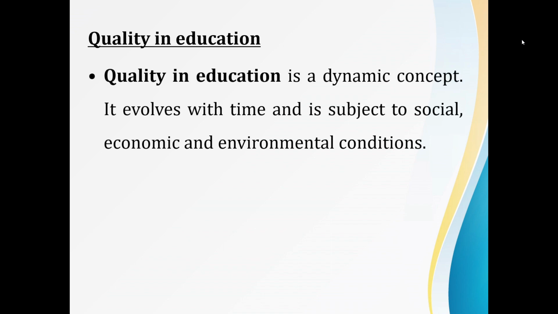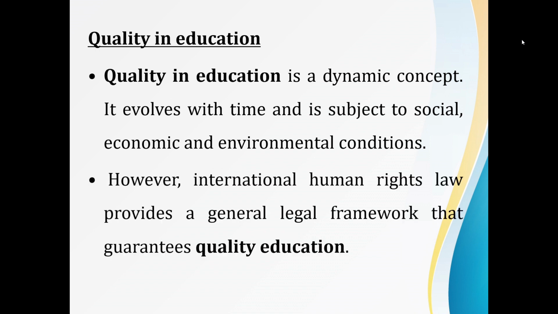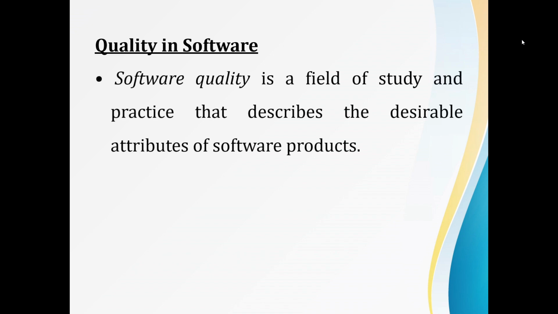In education, quality is defined based on dynamic concepts. So depending upon the condition, like social condition, economic condition, and environmental condition, the quality may change. It may be subject to change. Similarly, in the software field, quality is defined as the field of study and practice that describes the desirable attributes. Attributes means features of the software products.